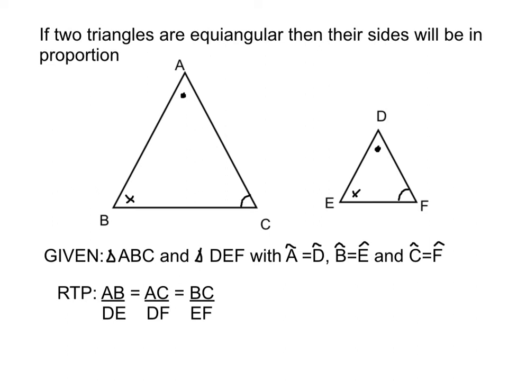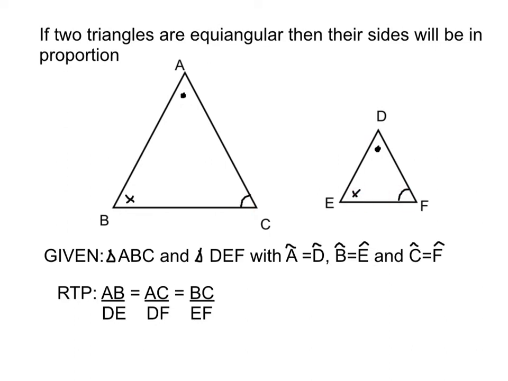Today we're going to look at the proof of the theorem that states that if two triangles are equiangular, then their sides will be in proportion. So in this case, we're given two triangles, ABC and DEF, and in these two triangles, we are given that angle A is equal to angle D, B is equal to E, and C is equal to F.